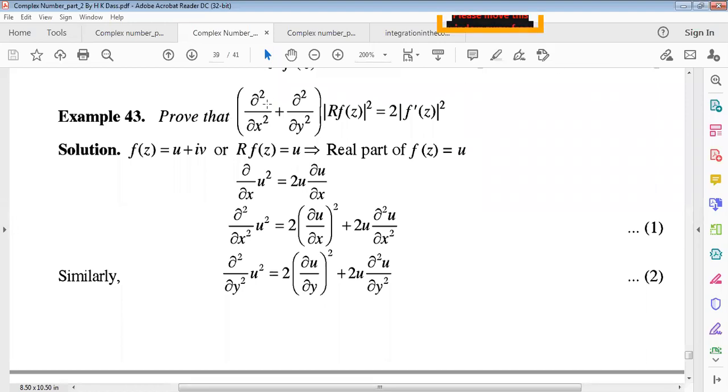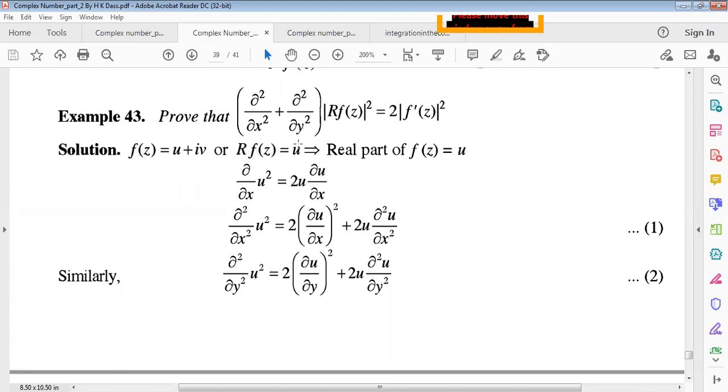Now prove that ∂²/∂x² + ∂²/∂y² of the real part of f(z) whole square equals 2 times the absolute value of the first derivative of f(z), whole square. Okay. Now let us consider f(z) = u + iv, where u and v are functions of the complex variable's x and y.